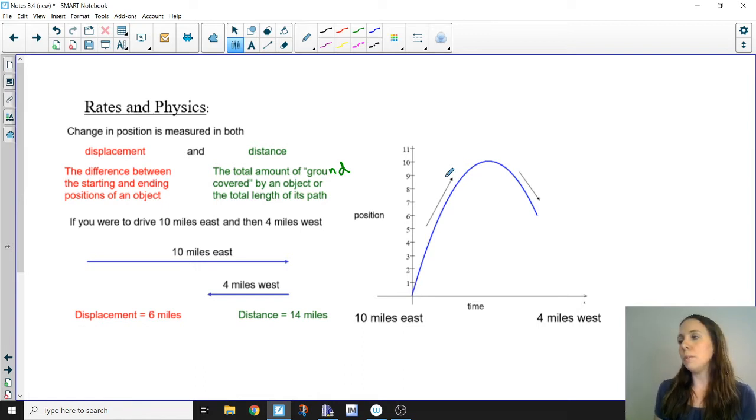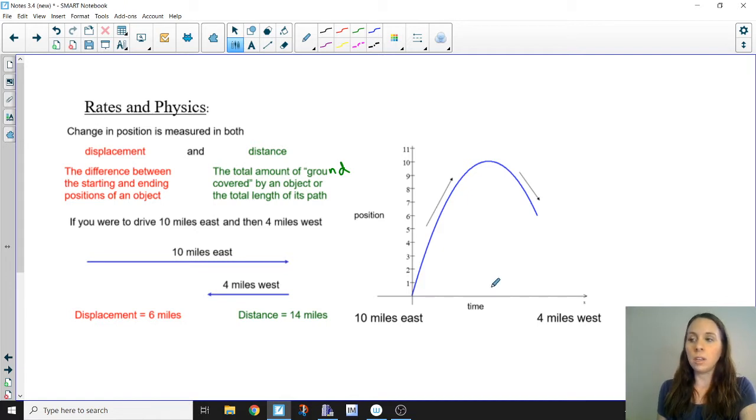So a little example, if you were to drive 10 miles east and then 4 miles west, your displacement and your distance would be different. Displacement would take into account the direction of 4 miles west. And so your displacement would be 6 miles because 4 miles west could be counted as negative. Whereas your distance traveled, the total amount of ground covered would be 14 miles, and that means that everything is counted as positive.